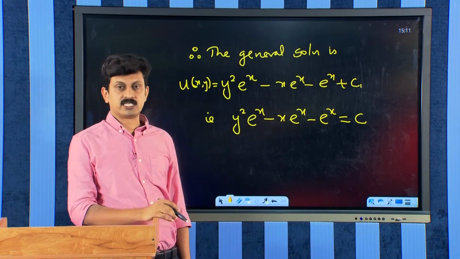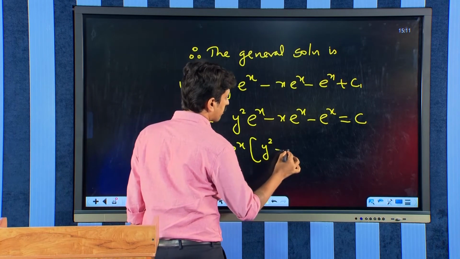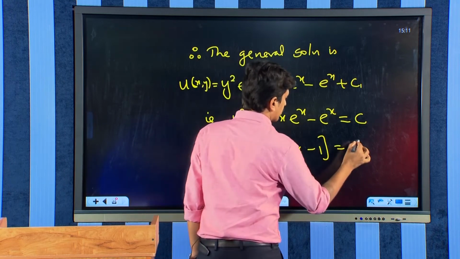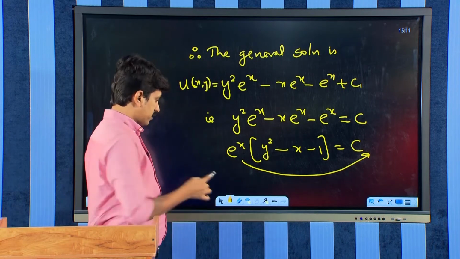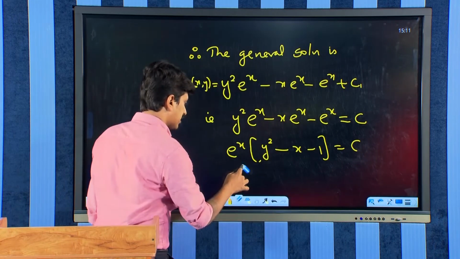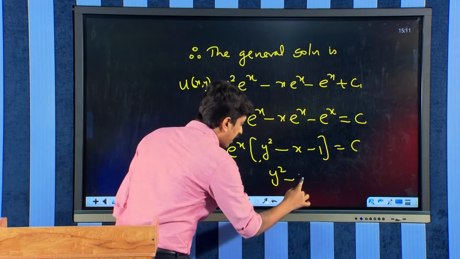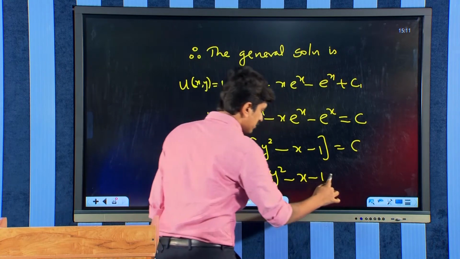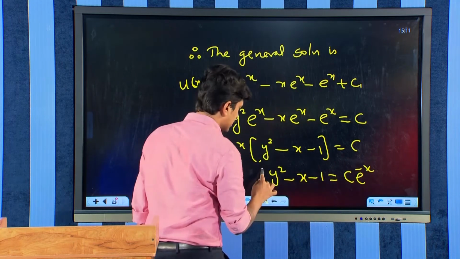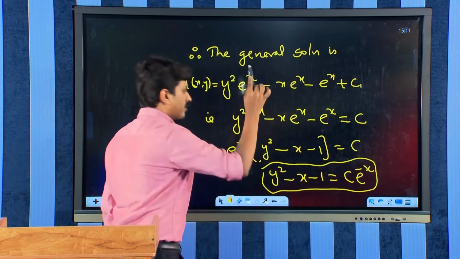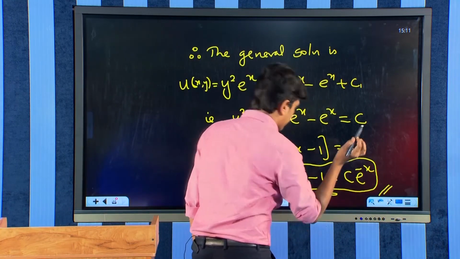Maybe we can write this by taking e raised to x outside. Therefore, we can write this as y square minus x minus 1 is equal to c e raised to minus x. See my dear students, that is the beautiful general solution of the given differential equation 1. So, this is the general solution of the given differential equation.